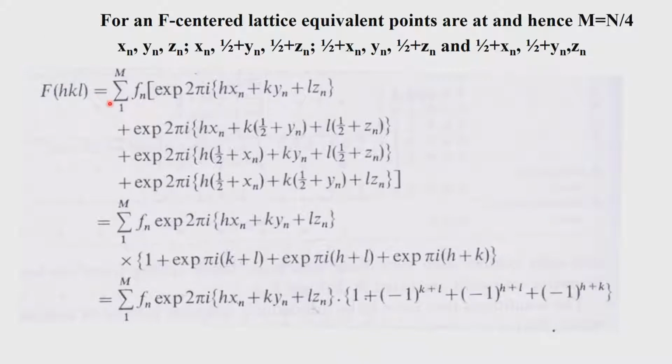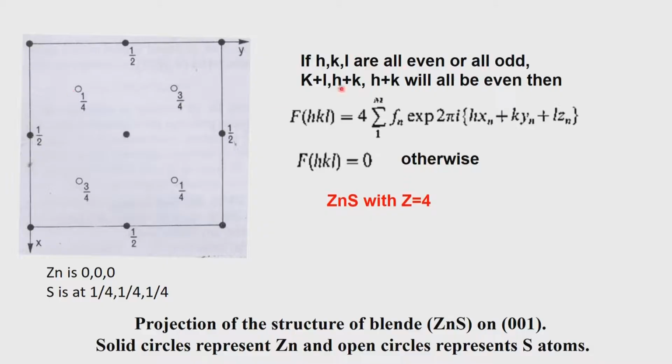So what do you think will happen when we have face centered lattices? As we see, there are 4 equivalent points which develop because of the face centering. That means the set of atoms we are considering is now reduced to 1/4. This 1/4 of the atoms will repeat based on the nature of the centering. So what will happen to this expression? What would be the actual F of HKL? If HKL are all even or all odd, then k plus L, H plus L and H plus k will all be even, right.